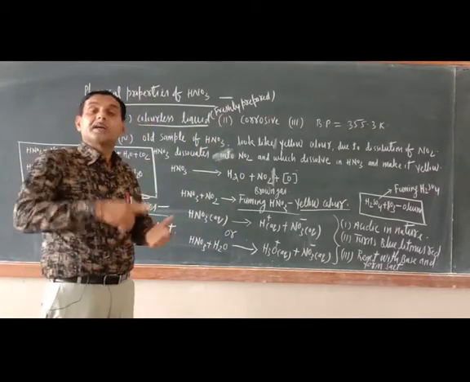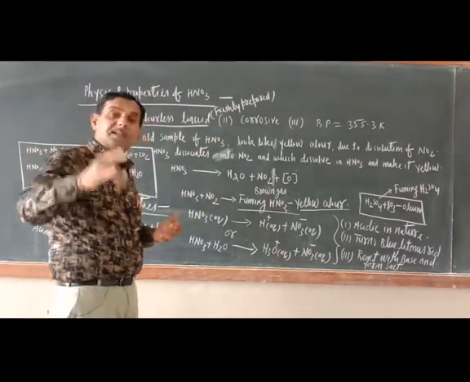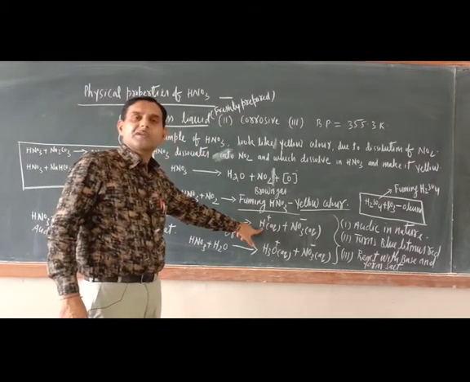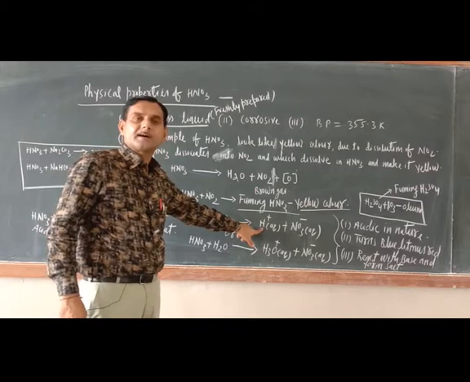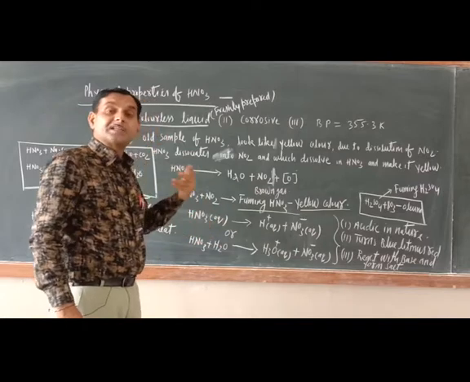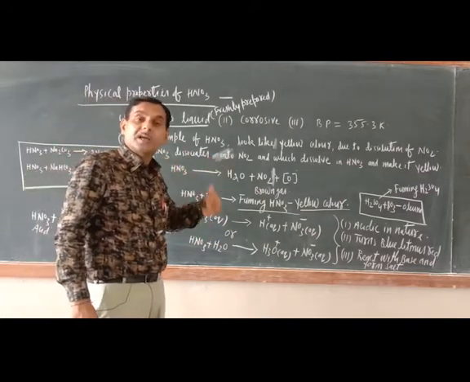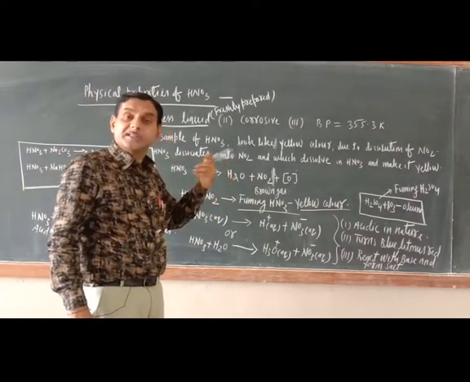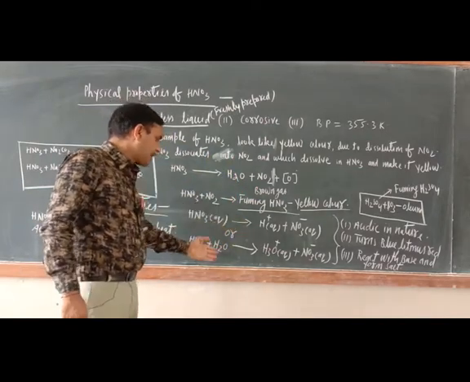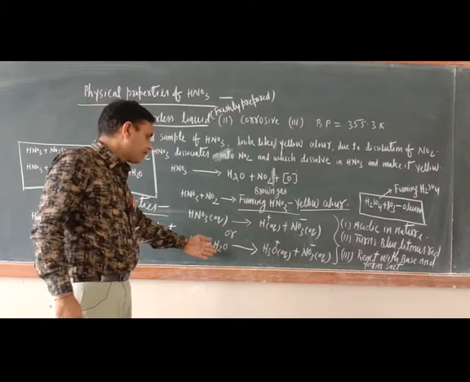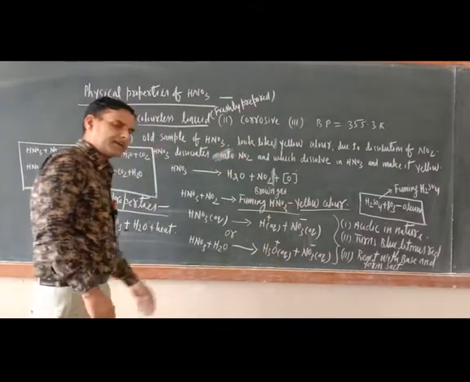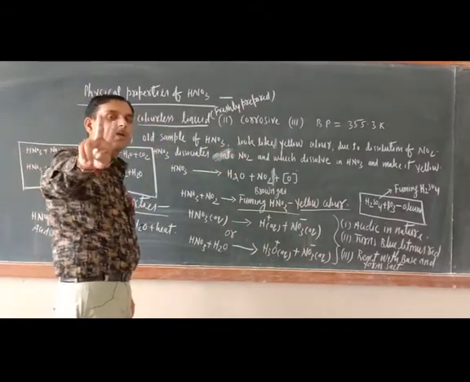Why does HNO3 turn blue litmus red? Because of the furnishing of H positive ion. What are the characteristics of acids? Acids are those substances which furnish H positive ion in their aqueous solution, according to Arrhenius theory. So you can write the reaction in this way or in this way: HNO3 plus H2O gives hydronium ion and NO3 negative ion. So these are the two qualities of acid.